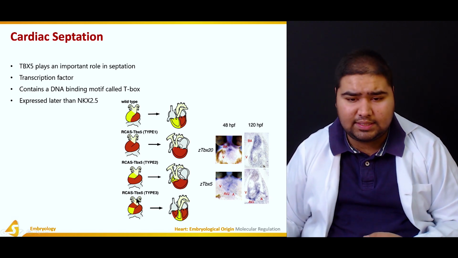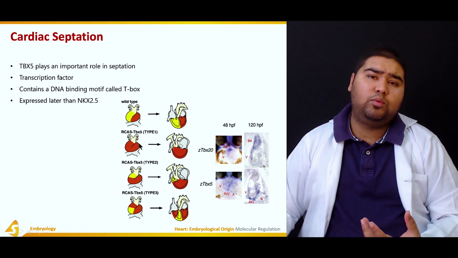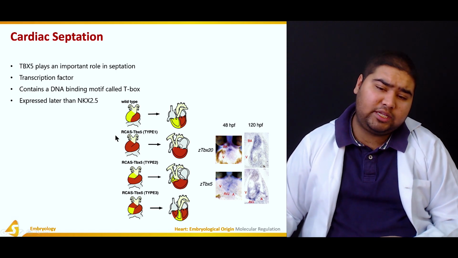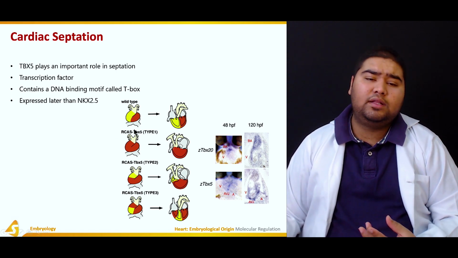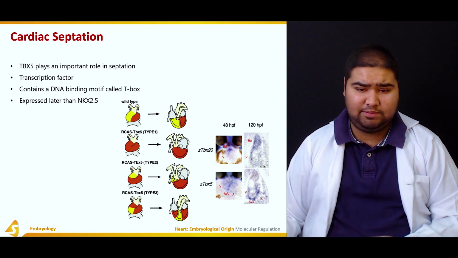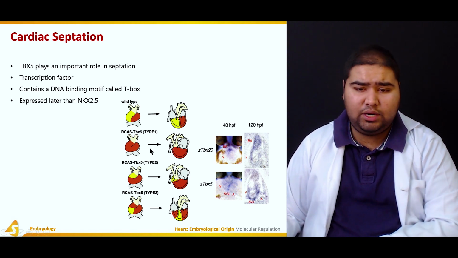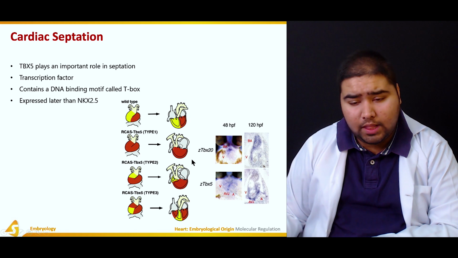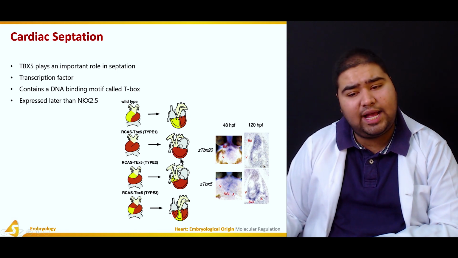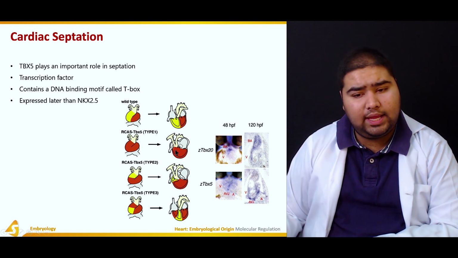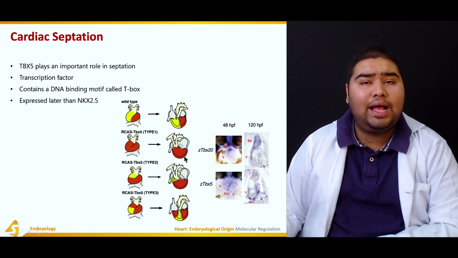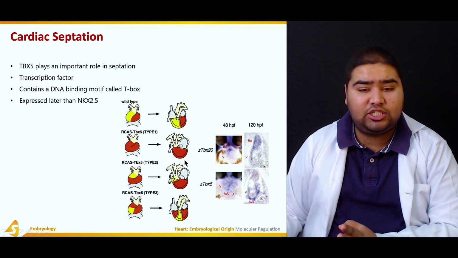Here in the figure, we can see various defects. This is the clinical picture of what happens if TBX5 is not expressed correctly. In type 1, we can see a large common ventricle has been formed. Here in red, you can see a large common ventricle, and the ventricular septation is not there.